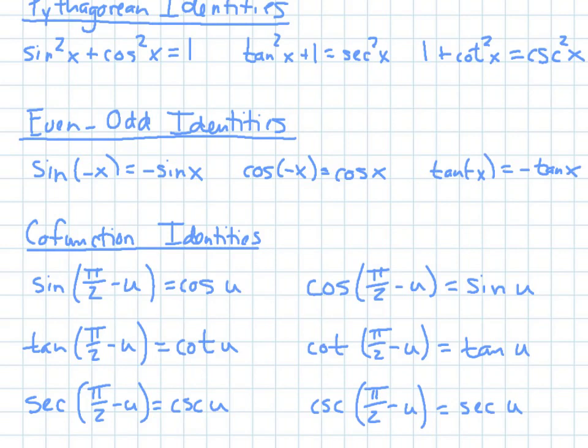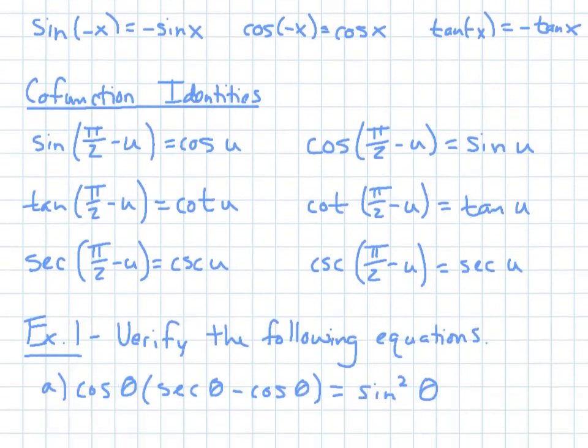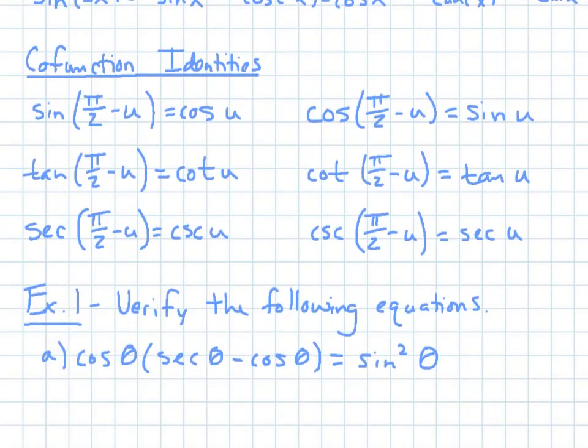Some newer ones are the cofunction identities. Remember from our trig graphs that we were drawing, if you shifted sine over by pi over 2, then you would get the cosine function, cosine of u. And vice versa, if you shifted cosine over 90 degrees, then you would get sine. Same thing for tangent and cotangent: if you shifted them over, you would get the opposite. And the same thing for the secant and cosecant functions.